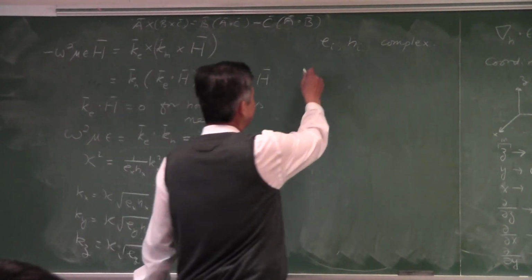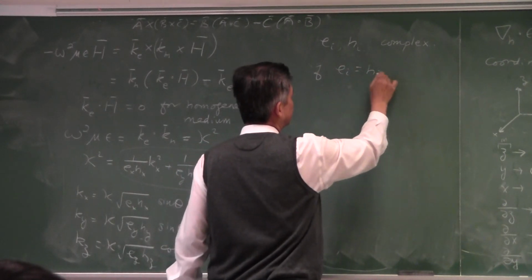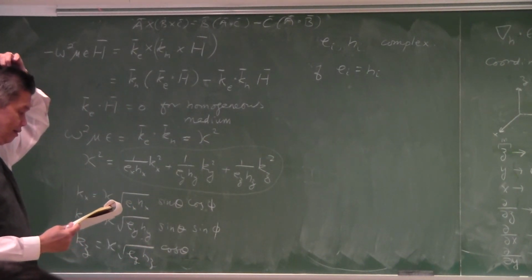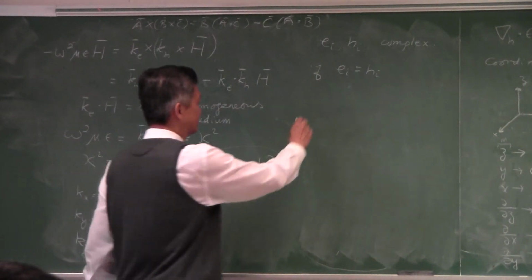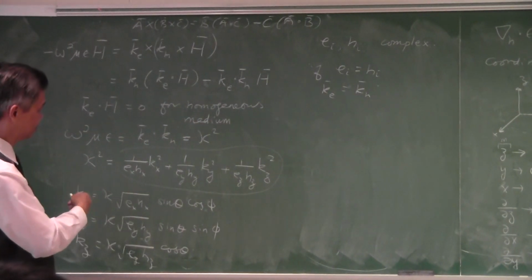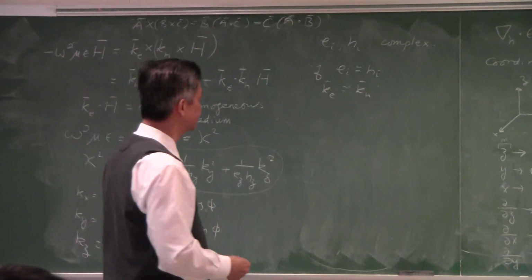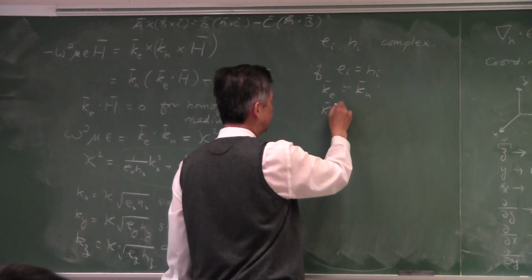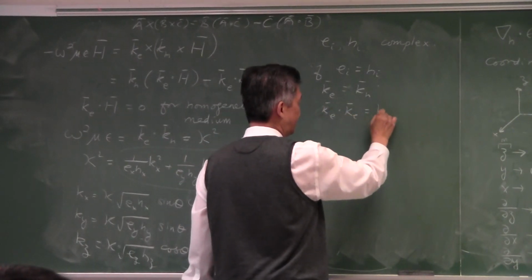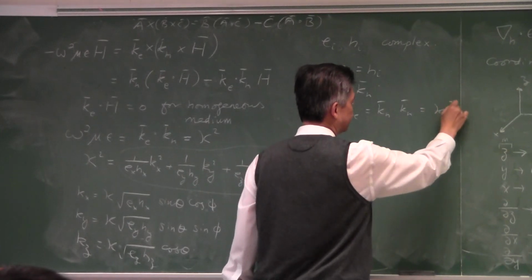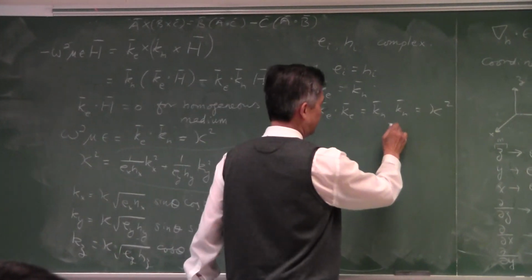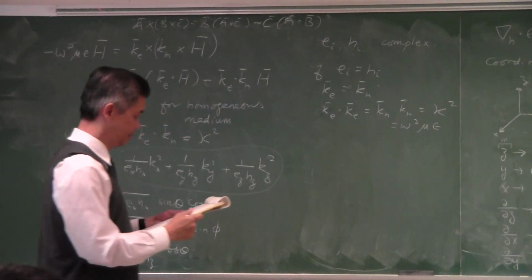So if we assume that they are equal, then something interesting happens. What we have then is that Ke is equal to Kh. And this dispersion relationship becomes something also simpler, and then you just have Ke dot Ke is equal to Kh dot Kh is equal to kappa squared. If they're equal, then this equation just becomes that, and this is equal to omega squared mu epsilon.